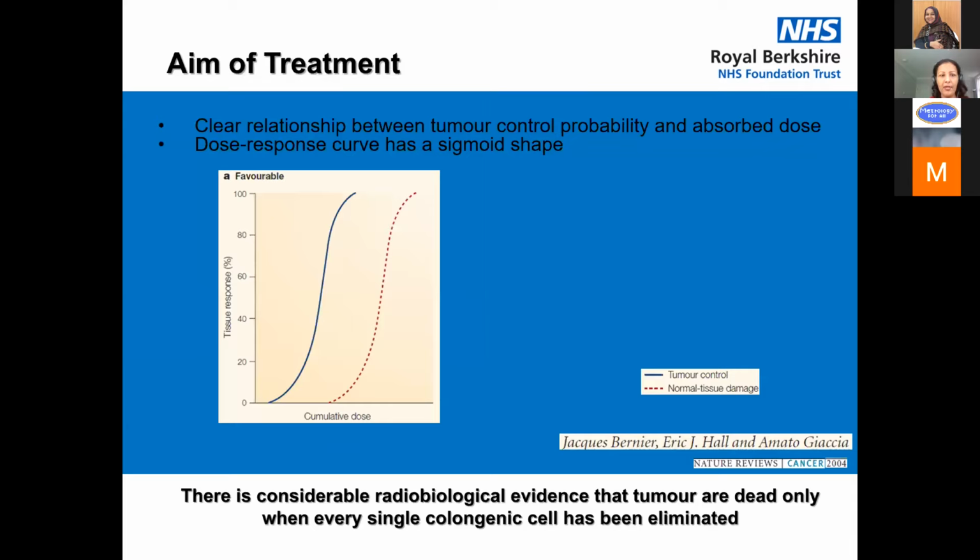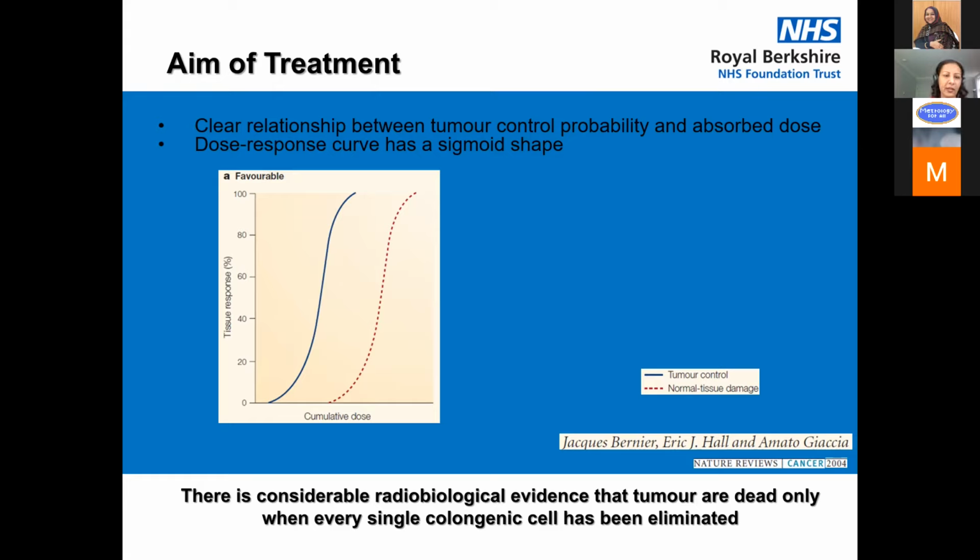So what is the aim of the treatment? It's very clear that we are looking to kill the cancer and spare organs at risk, or not to adversely affect the quality of life of the patients that we treat. And what you see here in the figure is called the dose response curve, which has a sigmoid shape. And we know that there is a clear relationship between the tumor control probability and the absorbed dose.